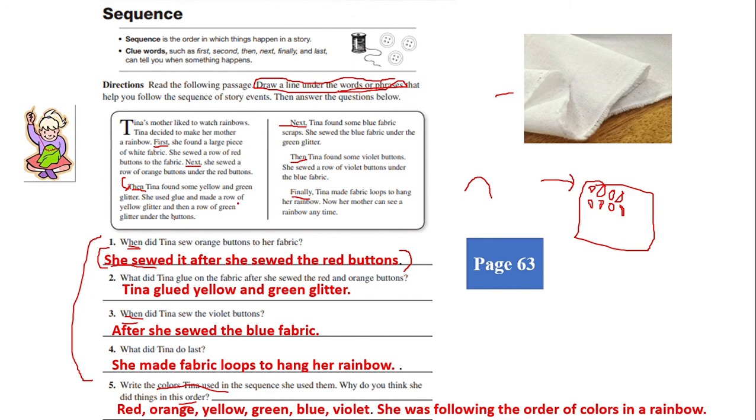Yellow, green, blue, violet only. Why do you think she did things in this order? Because she was following the order of colors in a rainbow, because her mother likes rainbow and she's doing that for her. Okay, now wait for the next video, which is compare and contrast.